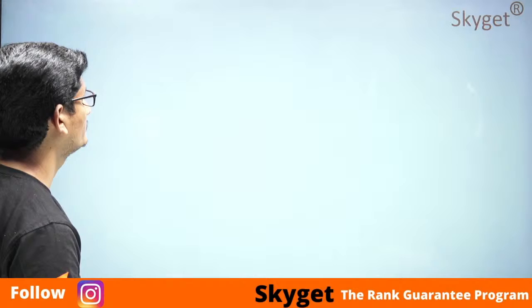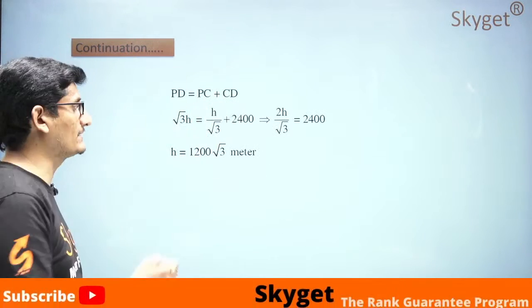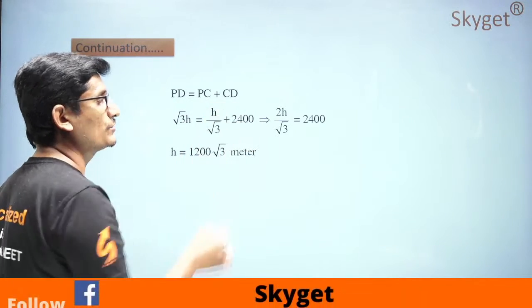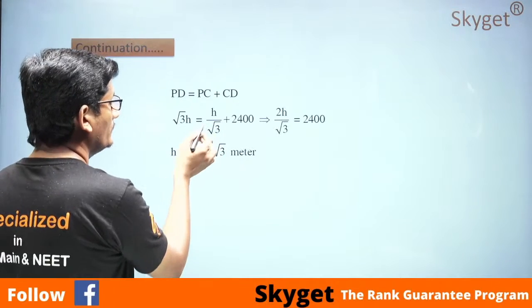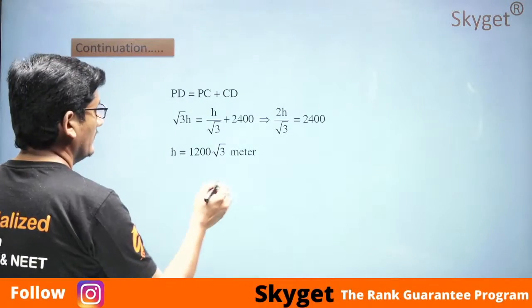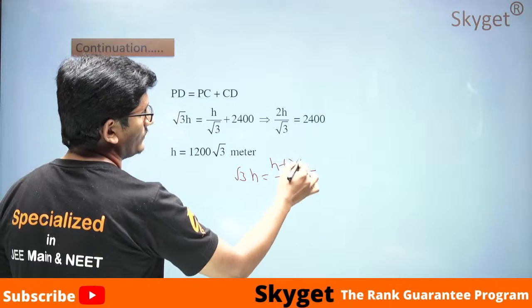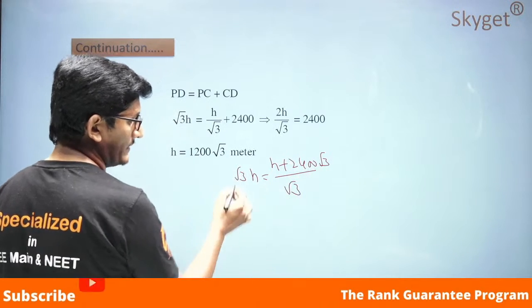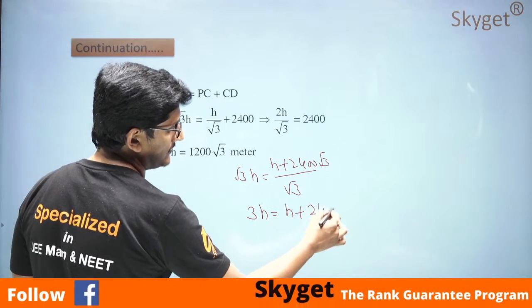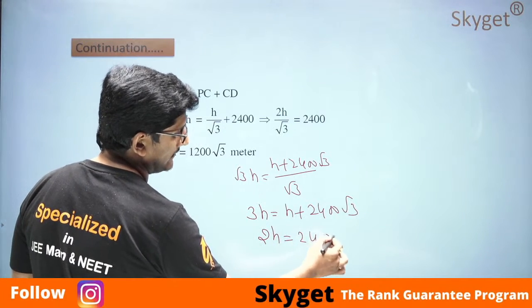Add these two. So PD is equal to PC plus CD. PD value we already know is root 3 H, PC value is H by root 3, and CD value is 2400. So take the LCM. Root 3 H is equal to (H plus 2400 root 3) by root 3. Root 3 into root 3 is 3. 3H is equal to H plus 2400 root 3. So 3H minus H is 2H. So 2H is equal to 2400 root 3.